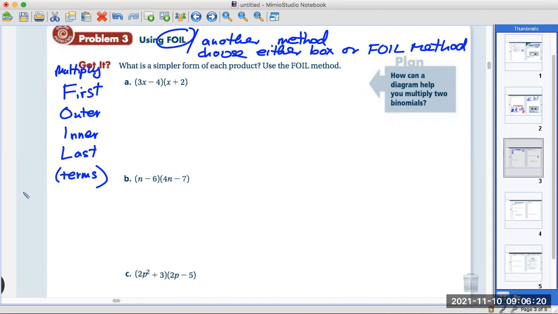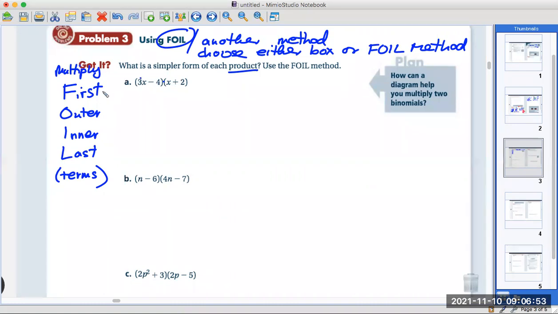First, okay, so we have, what is the simpler form of each product? Product indicates multiplication. We're multiplying two binomials. This is a binomial, 2 parts, and this is a binomial, 2 parts, and we're multiplying them. And we're using a second method, which is called FOIL: first, outer, inner, last. You do not have to use this method if you understand the box method.